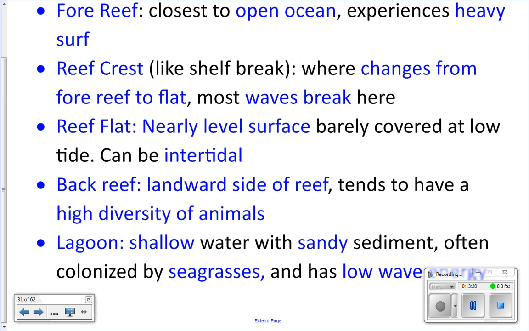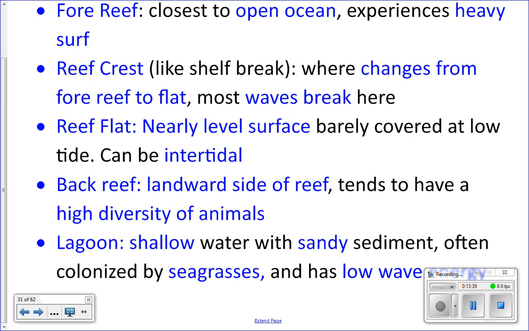The back reef is facing the land and has lots and lots of different animals that live there because there's not a lot of wave action, and so the corals grow really, really well, and the animals don't really have to hang on, and so there are tons and tons of things that live on the back reef.